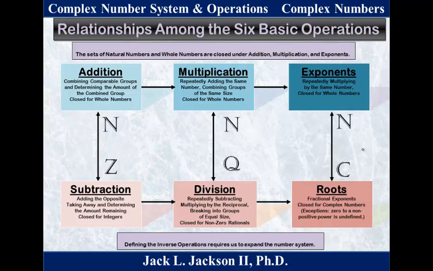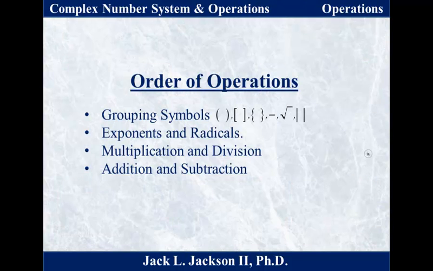And so the complex number system is a very, very complete number system that has lots of good properties. And so we can see the relationship among these basic operations, and expanding them out forces us to expand what we mean by our number system.